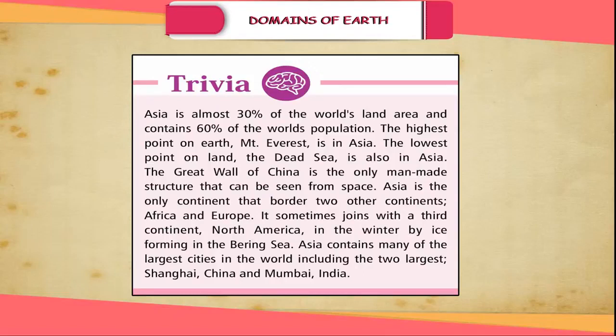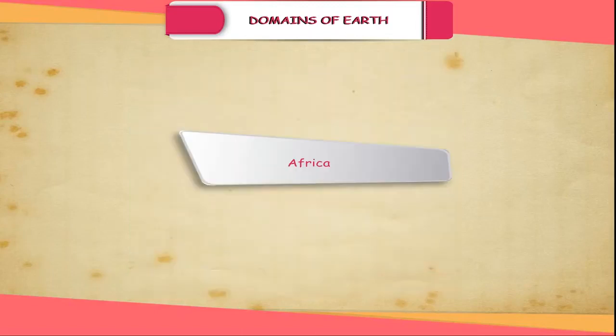The Great Wall of China is the only man-made structure that can be seen from space. Asia is the only continent that borders 2 other continents, Africa and Europe. It sometimes joins with a 3rd continent, North America, in the winter by ice forming in the Bering Sea. Asia contains many of the largest cities in the world, including the 2 largest, Shanghai, China and Mumbai, India.